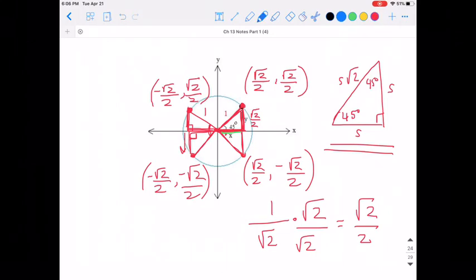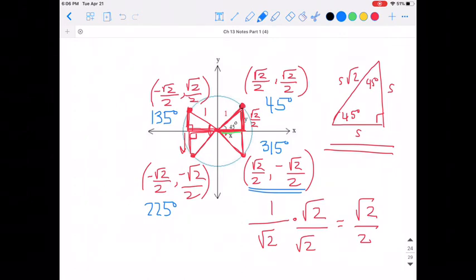So using this special right triangle, we're able to figure out the sine and the cosine of a 45-degree angle, of a 135-degree angle, of a 225-degree angle, and of a 315-degree angle. And these values, these x and y values, are never going to change because the hypotenuse of these triangles is always 1 because it's contained in the unit circle.